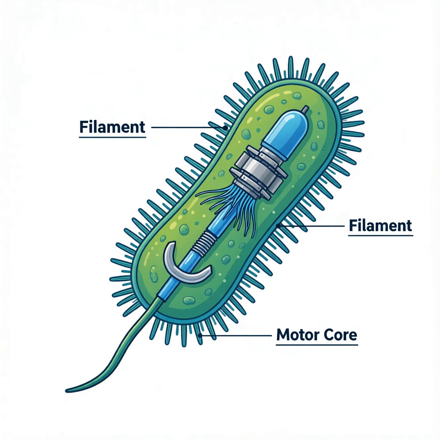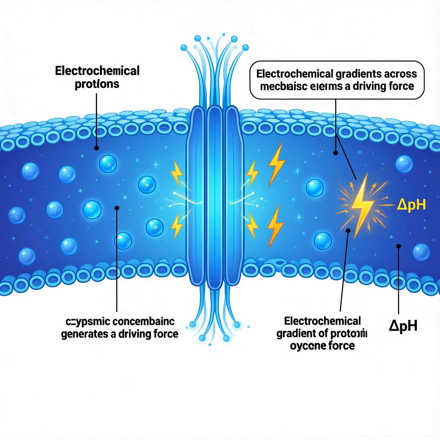The bacterial flagellum is powered by a proton motive force generated across the cytoplasmic membrane. Protons accumulate outside the cell, creating both a chemical gradient, ΔpH, and an electrical potential, ΔΨ. The ΔpH component reflects a higher proton concentration in the periplasm compared to the cytoplasm. The ΔΨ component represents a negative charge inside the cytoplasm relative to the exterior.